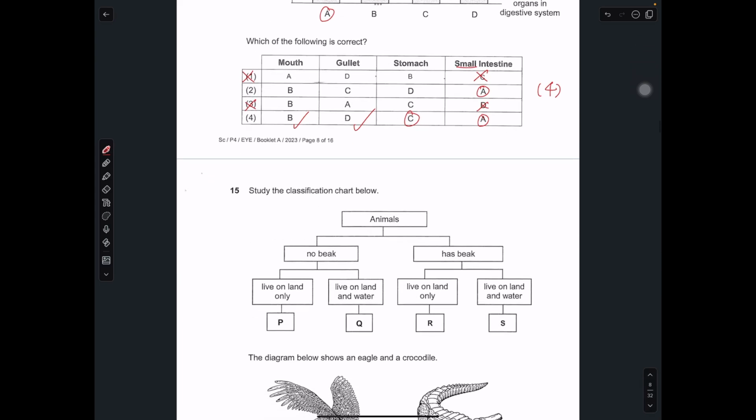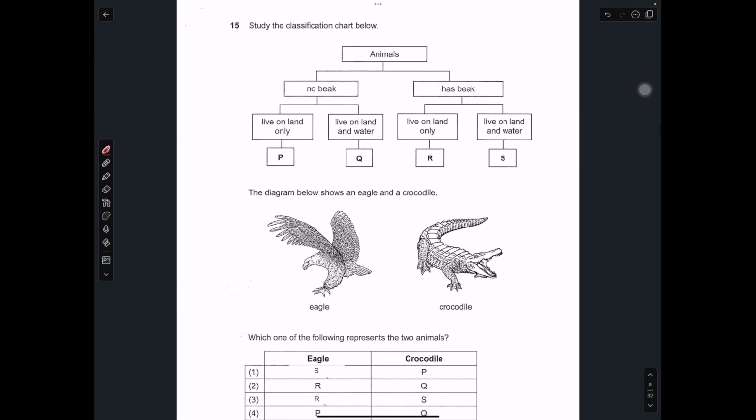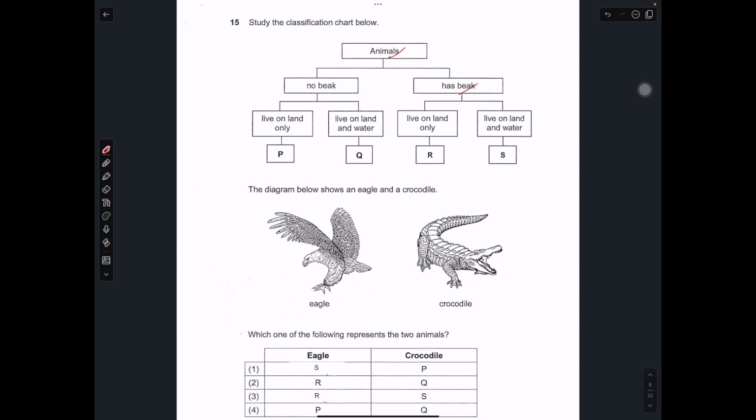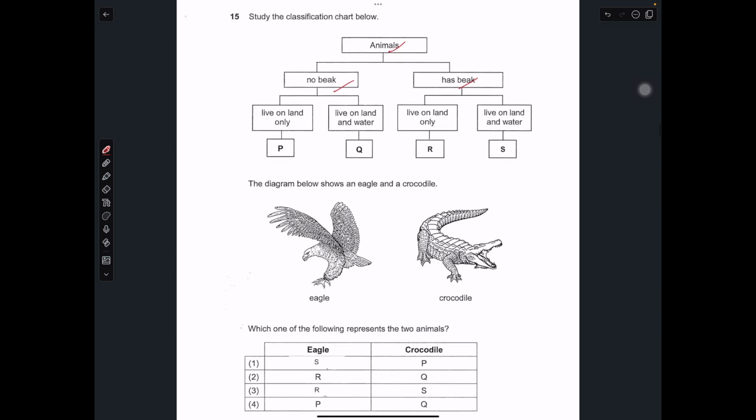Okay, study the classification chart below. We have animals, has beak, no beak. Okay, let's start with this. Eagle and crocodile. Eagle has a beak, so we just follow through this. Eagle lives on land only. That's correct. So this one is eagle.